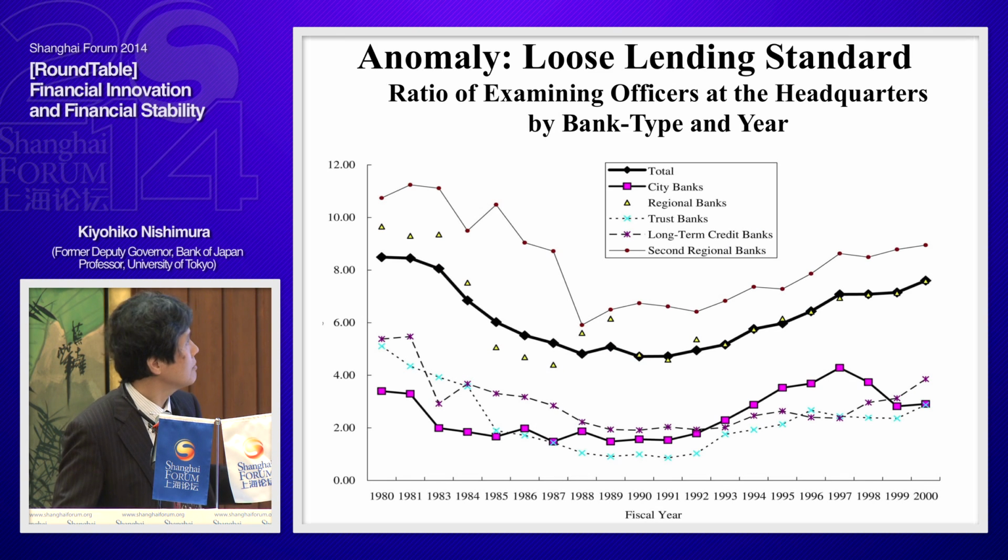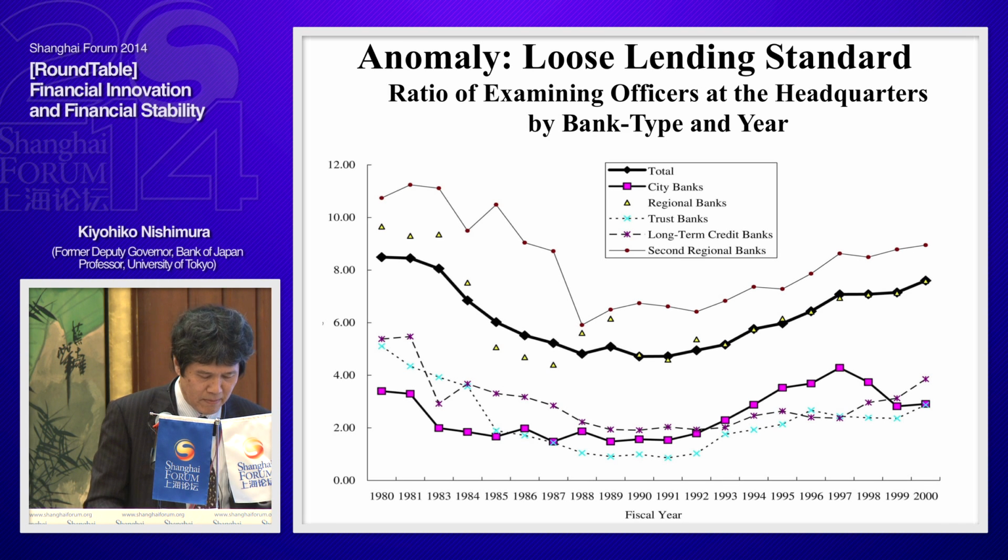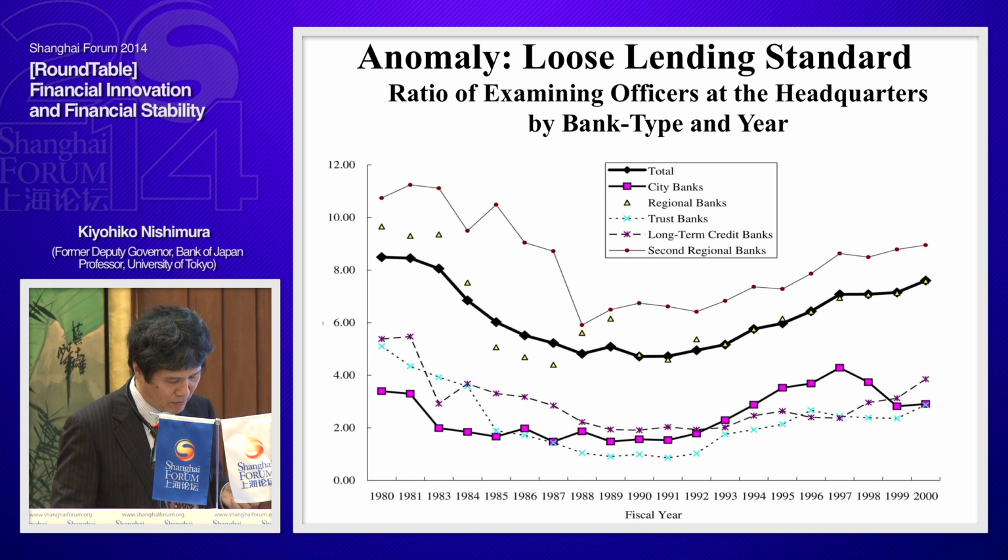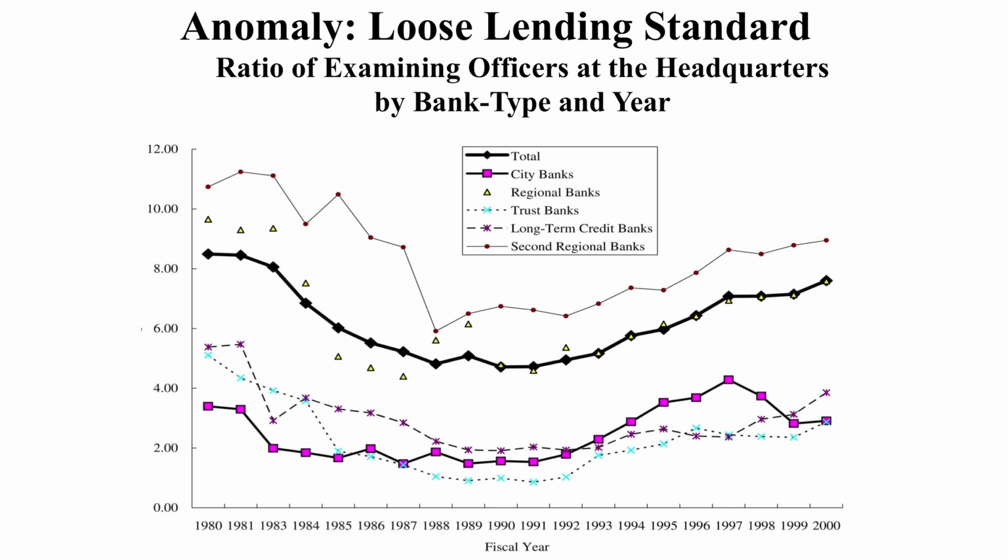Moreover, anecdotal evidence also emerged to suggest that banks had loosened their lending standards. Some banks transferred their loan examination function from their headquarters to the loan-making divisions. Hence, the ratio of loan examination officers at the headquarters declined sharply in the 1980s, as shown in this chart. This is a sharp decline, especially so in Citibank's rate.